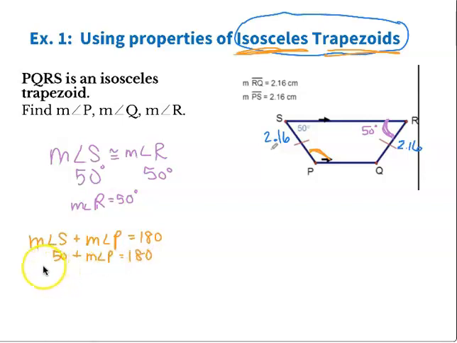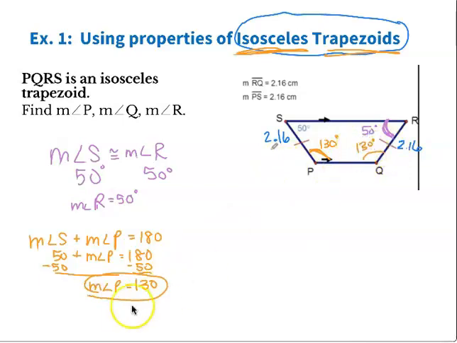Now we've just got a basic algebraic equation, and to find the measurement of angle P, we're just going to subtract 50 from both sides. I get the measurement of angle P equals 180 minus 50, which is 130. So the measurement of angle P is going to be 130 degrees. Now, do you know what the measurement of angle Q is if we know the measurement of angle P? Sure we do. Our base angles are always going to be congruent, so the measurement of angle Q also is going to be 130 degrees.